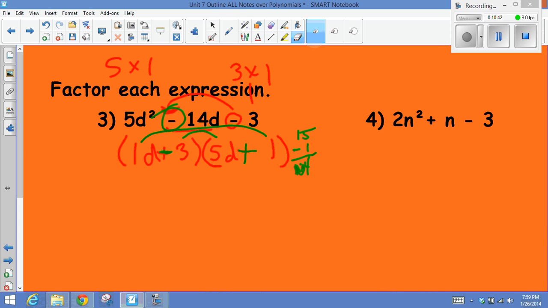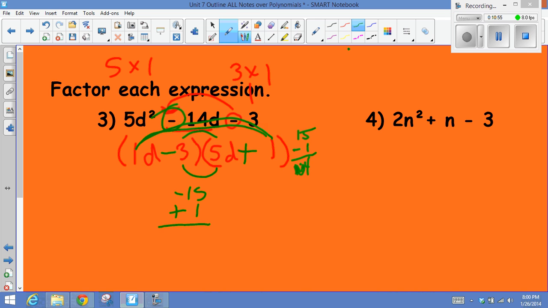I probably should just erase that just so it's nice and neat, right? So let's make that one a negative. So now if I check it, I've got negative 15 and positive 1, which gives me a negative 14, and that's what I wanted. So that one is my answer. Okay? Let's try another one.